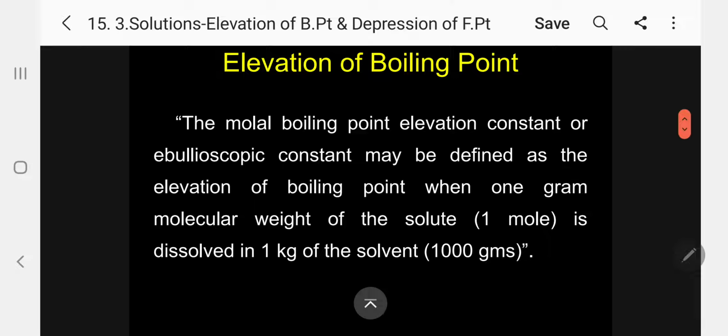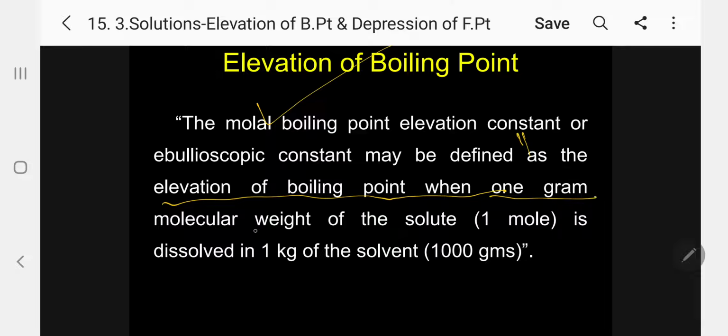Or I can define it in another form. The molar boiling point elevation constant or ebullioscopy constant may be defined as the elevation of boiling point when 1 gram molecular weight of solute, that is 1 mole, is dissolved in 1 kilogram of solvent. Kindly follow.